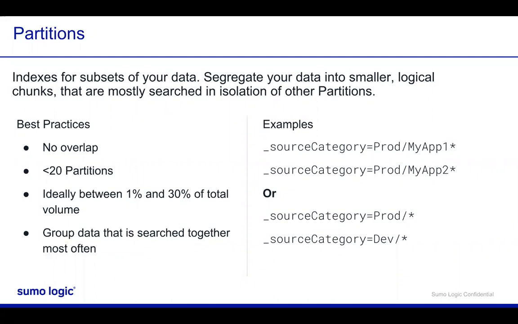Now, you're going to want to use these buckets only for, as it says here, between 1 to 30% of the total volume. It wouldn't make sense to ingest 10 terabytes of data and then have a bucket that's 9 terabytes, because you're not really saving much. I guess technically you are, but there's not going to be much improvement there. So you're going to want to do this with smaller subsets of data that is searched together most often.